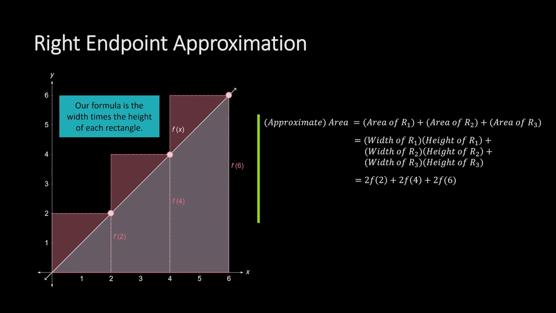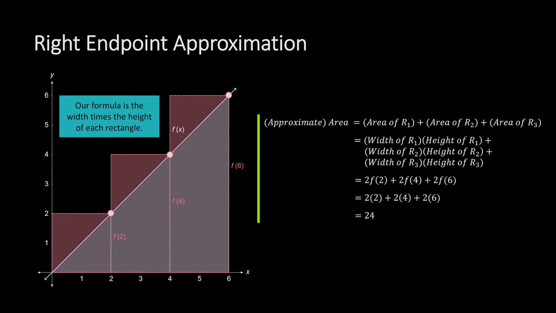Okay, I can calculate those particular f's. I can apply f to 2. This function is just f of x equals x, or I can just look at the y values here. That gets me that f of 2 is 2, f of 4 is 4, f of 6 is 6. So I can replace those, and then just calculate that out, and I get 24 as my estimate.